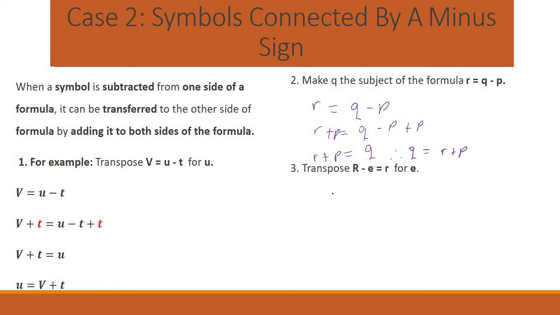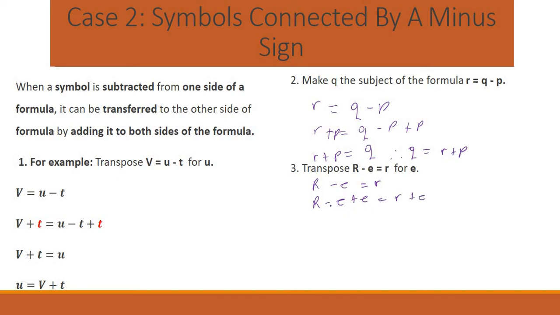For the last one now, transpose capital R minus E equal lowercase r for E. So first, write back our question, which is to say capital R minus lowercase e is equal to lowercase r. We want to make E the subject, right? Now, if we want to make E the subject here, we note that E is a negative E here, right? So what we can do, we can add E to both sides, right? By adding E to both sides, we are getting the E to be a positive E. So what we would have here is to say that R minus E plus E is equal to r plus E.